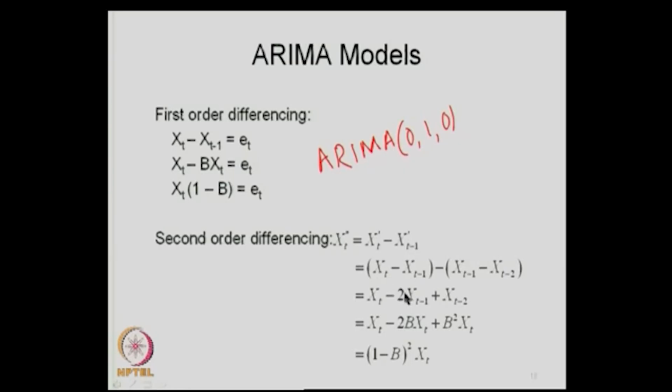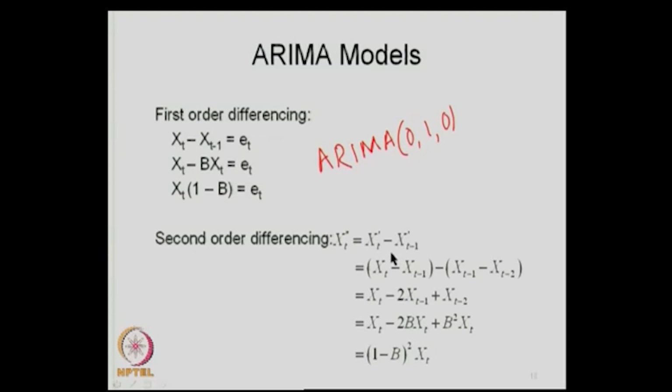So, this will be x t minus 2 x t minus 1 plus x t minus 2, that is x t minus, what is x t minus 1? That is b into x t, plus what is x t minus 2? X t minus 2 is b into x t minus 1, and x t minus 1 there is again b into x t. Therefore, this will be b square x t. So, if you take out x t outside, what you are left with? 1 minus 2 b plus b square, which is 1 minus b the whole square into x t.